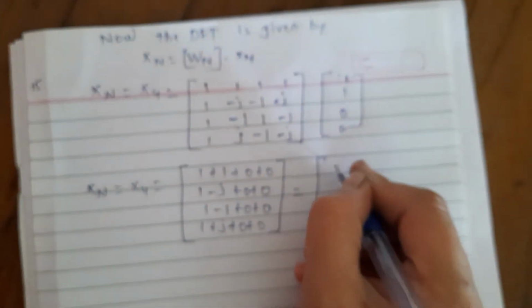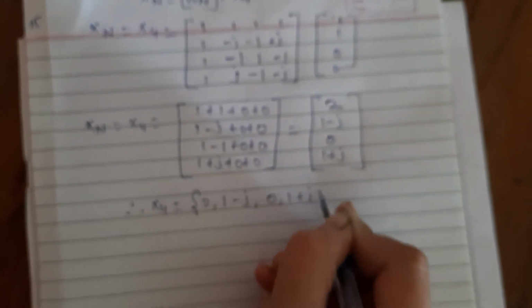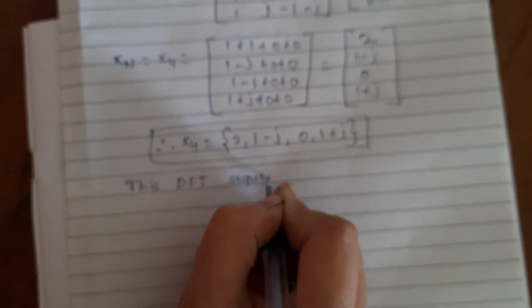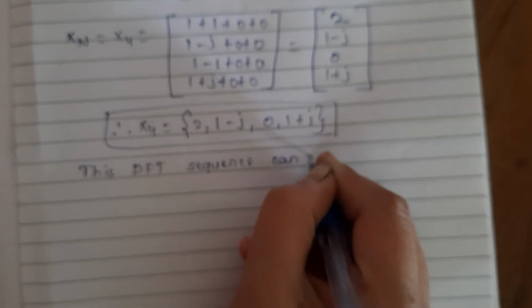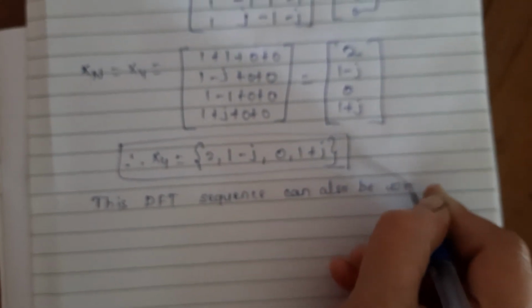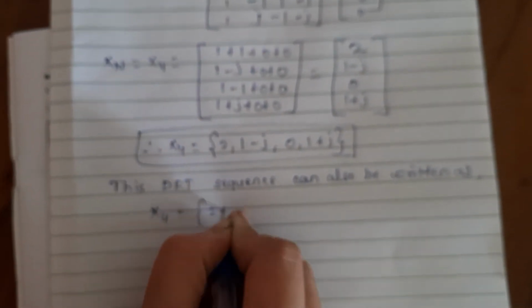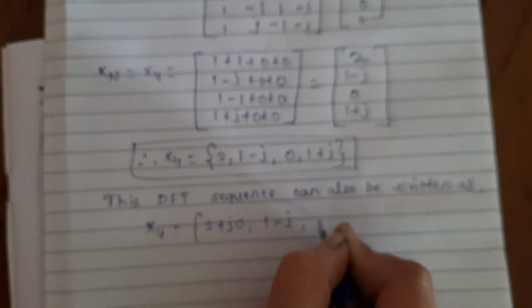And the answer for this is 2, 1 minus j, 0, 1 plus j. Therefore X of 4 is equal to 2, 1 minus j, 0 and 1 plus j. This DFT sequence can also be written as X of 4 is equal to 2 plus j0, 1 minus j, 0 plus j0 and 1 plus j. This is for k is equal to 0.